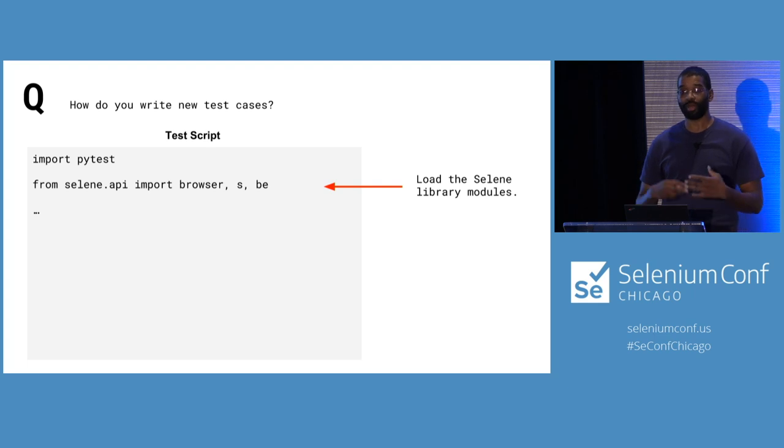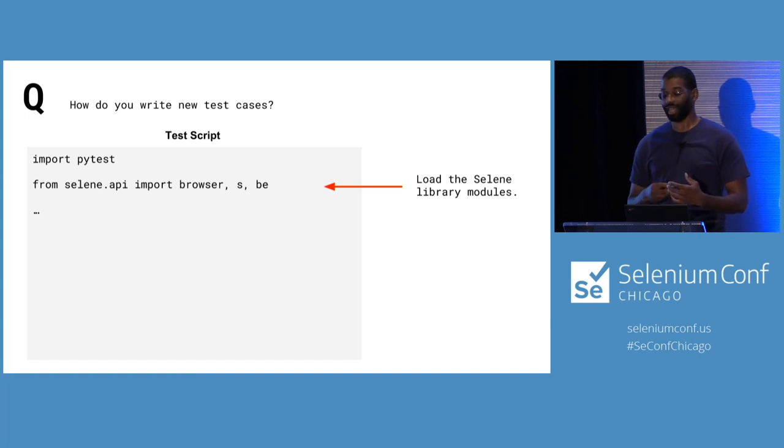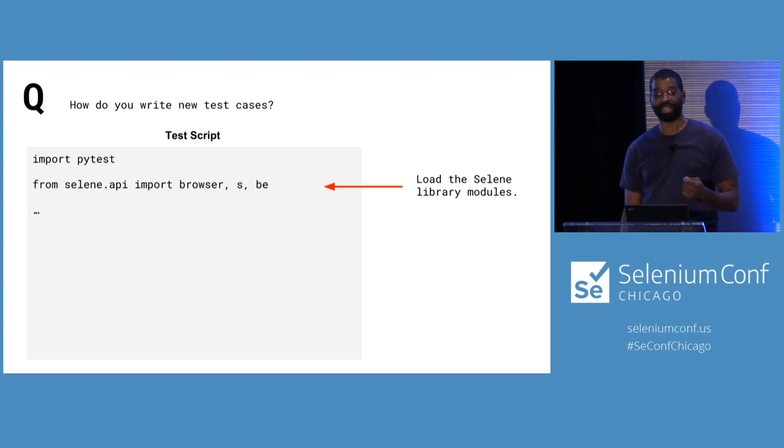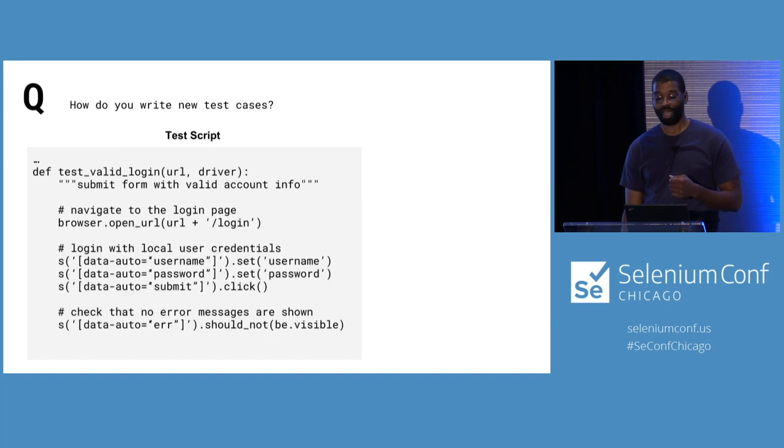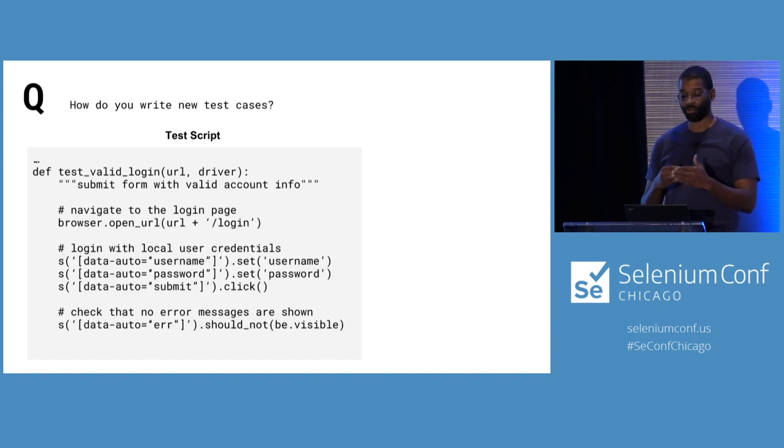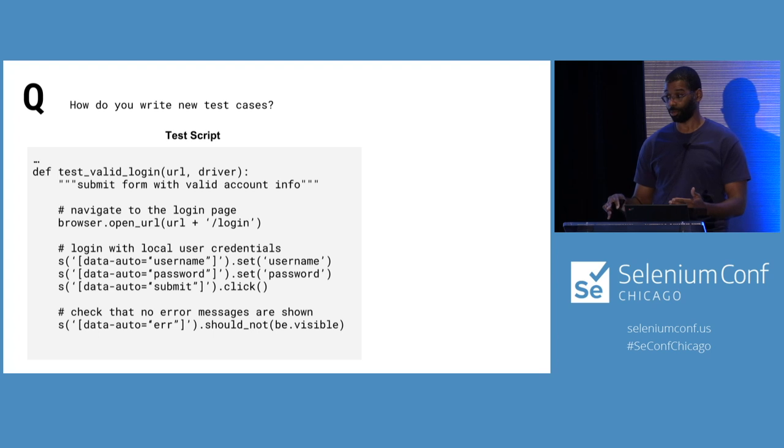All right, so once I know which locators I want to interact with, and I know which commands I want to run, then I can take those same commands and translate them over to a testing script. So at the top of my testing script, I'm going to load in my Selene library. And then inside of my script, I'm going to write a function, just taking the same commands that I had in my interpreter and placing them into a test function.